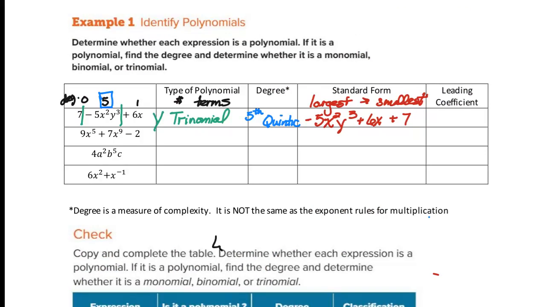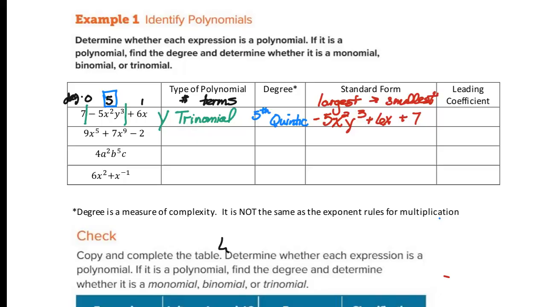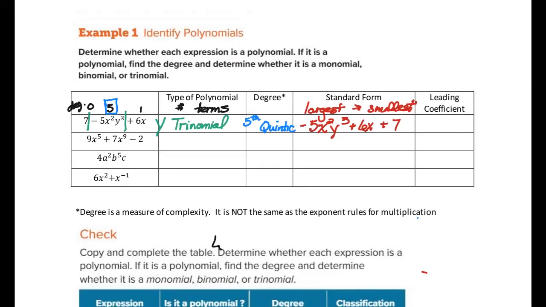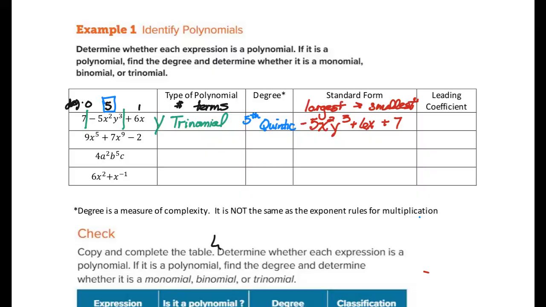How did you know that it was 5? It's not 5 terms, it's the degree, which was 2 plus 3, which is 5. The leading coefficient is the first coefficient of that whole polynomial, which in this case is -5. Okay? Questions on that first one?